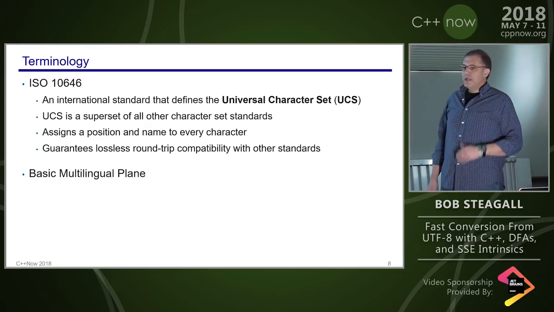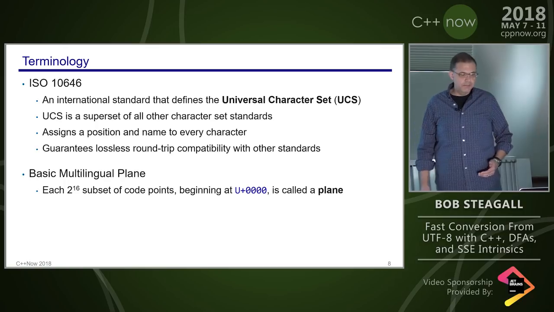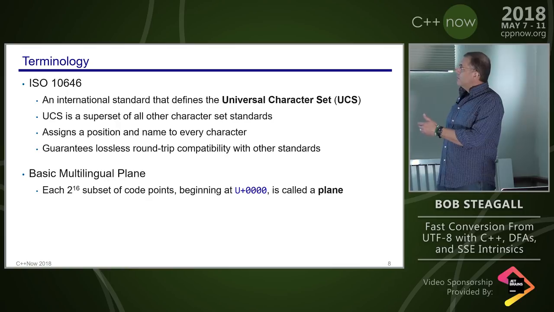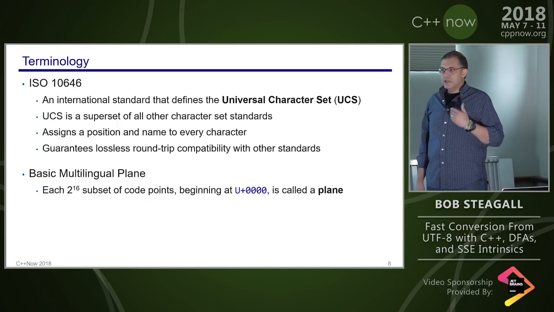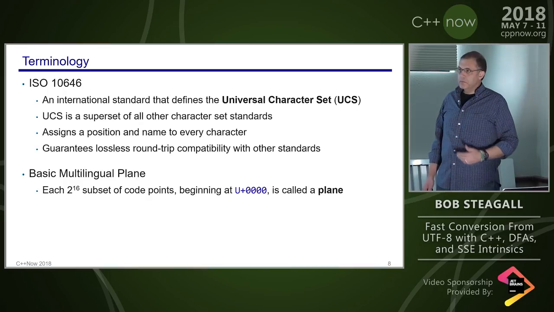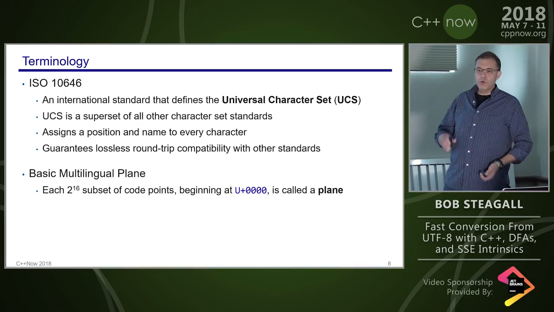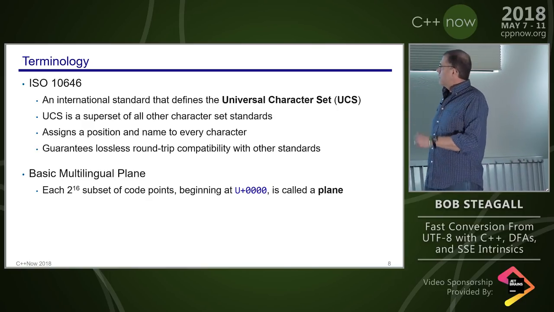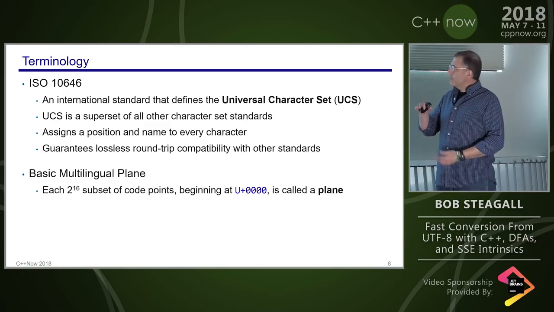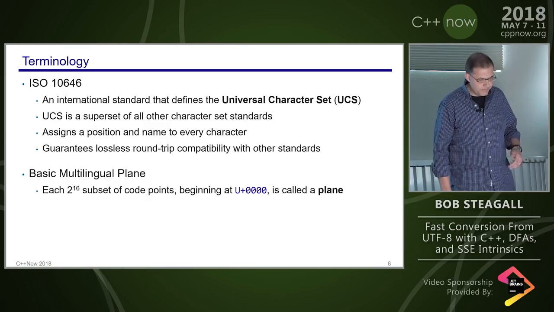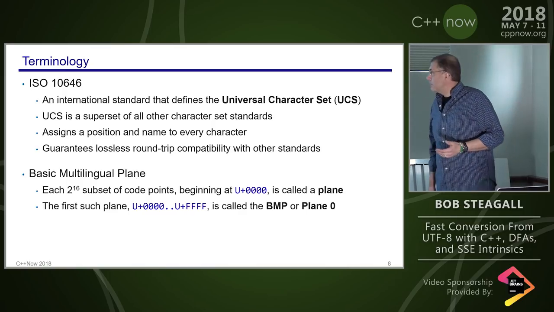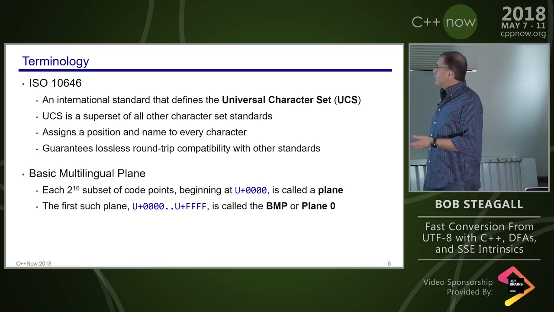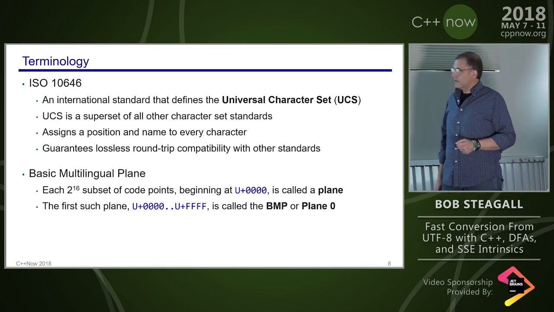You may have heard of something called the basic multilingual plane, or the BMP. So, in Unicode, every 2 to the 16th subset of code points, beginning at code point 0, is called a plane. So you have 65536 code points beginning at 0 to 65535, 65536 to 131071, and so on and so forth. Each one of those 64K code points is called a plane. The first such plane from code point 0 to FFFF is called the basic multilingual plane, or a lot of people also call it plane 0.